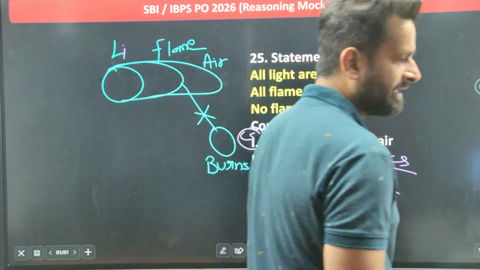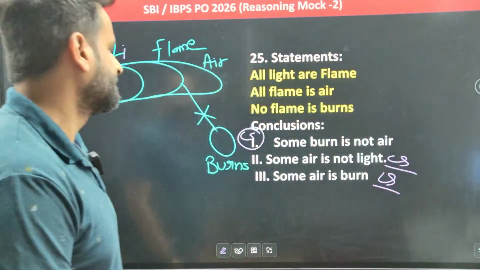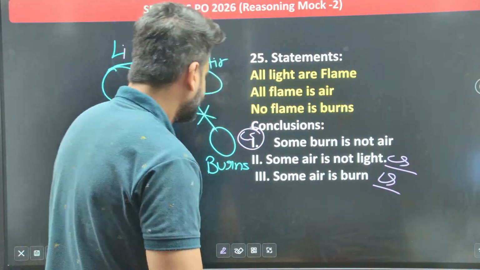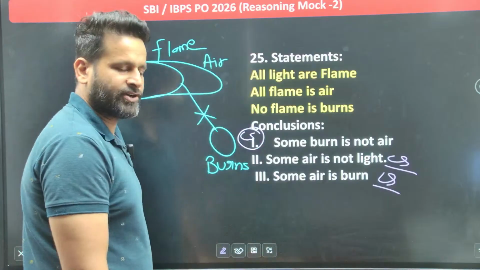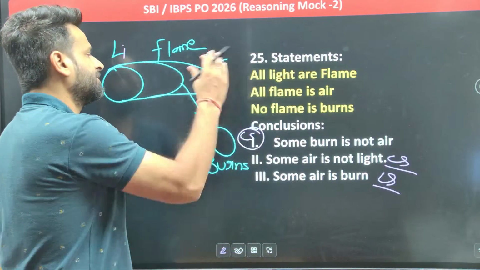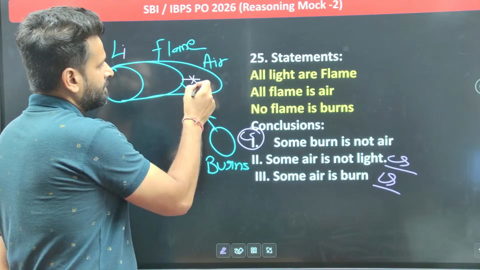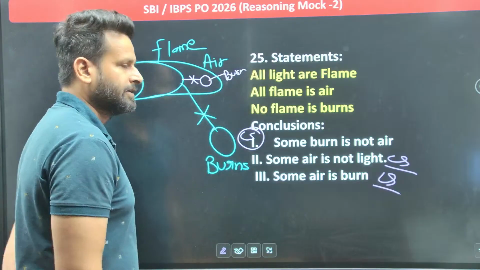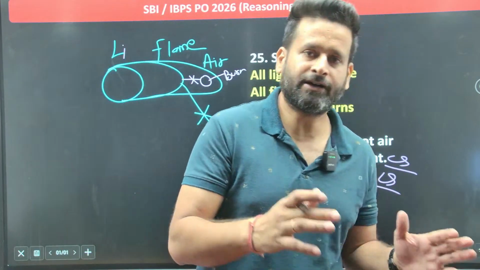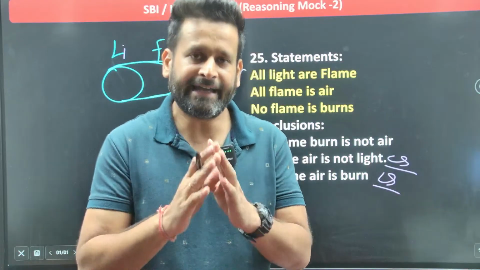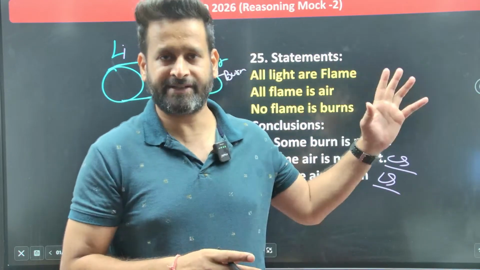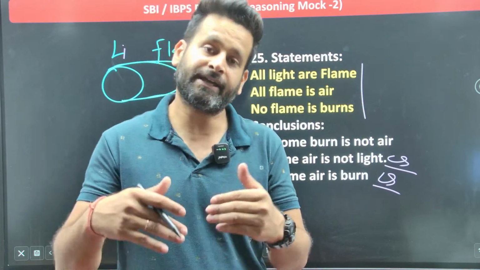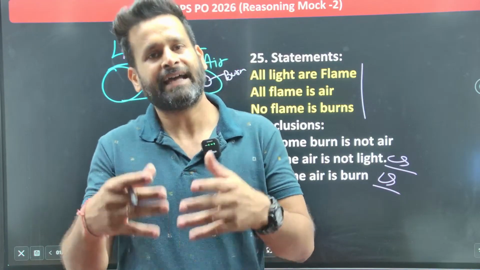So what is your answer? First does not follow. This time you are wrong. Some burn is not air. Let me show you one possible diagram. Again, it is saying that some burn is not air. But what I can do, I can place all burn inside air. This is burn. You can draw any possible diagram. The only thing that you need to take care of is this: there should not be any violation of the given statement. All the given statements should always follow. Considering that, you can draw any Venn diagram.